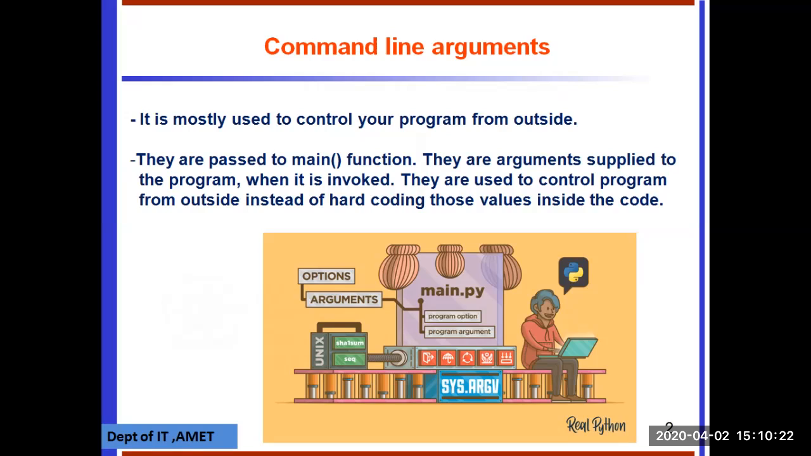They are used to control the program from outside instead of hard coding those values inside the code. So when we want to control our program from outside, we go for command line arguments. The arguments you pass in the command line go to your program and execute, and the result is sent back to the command line.